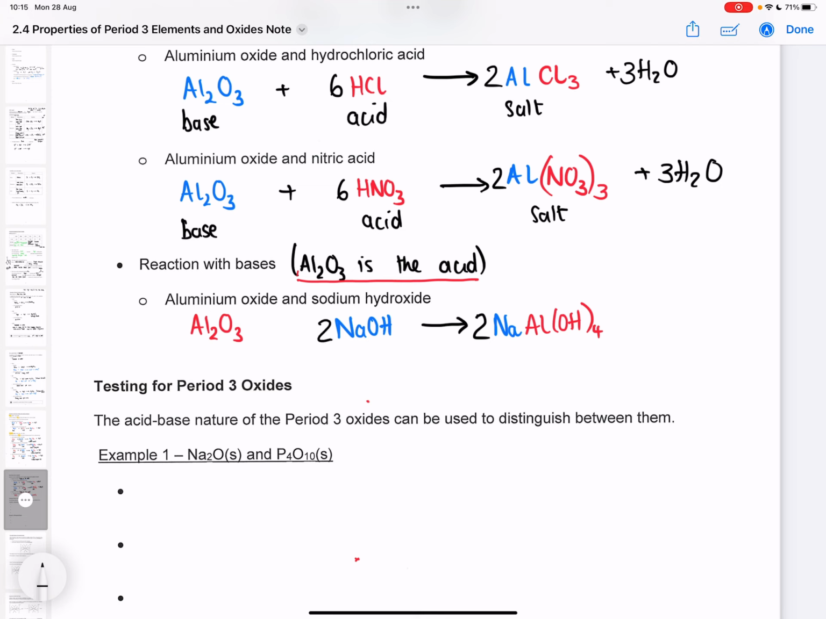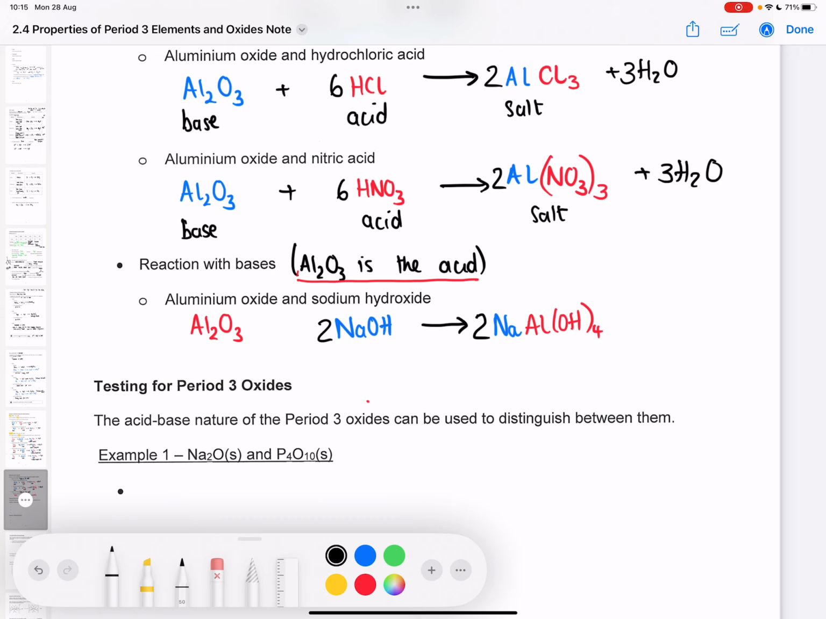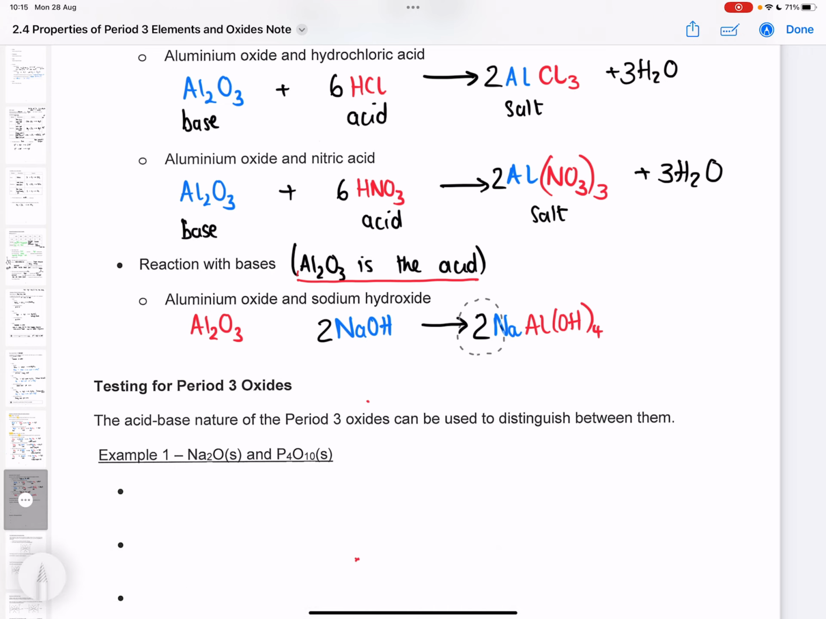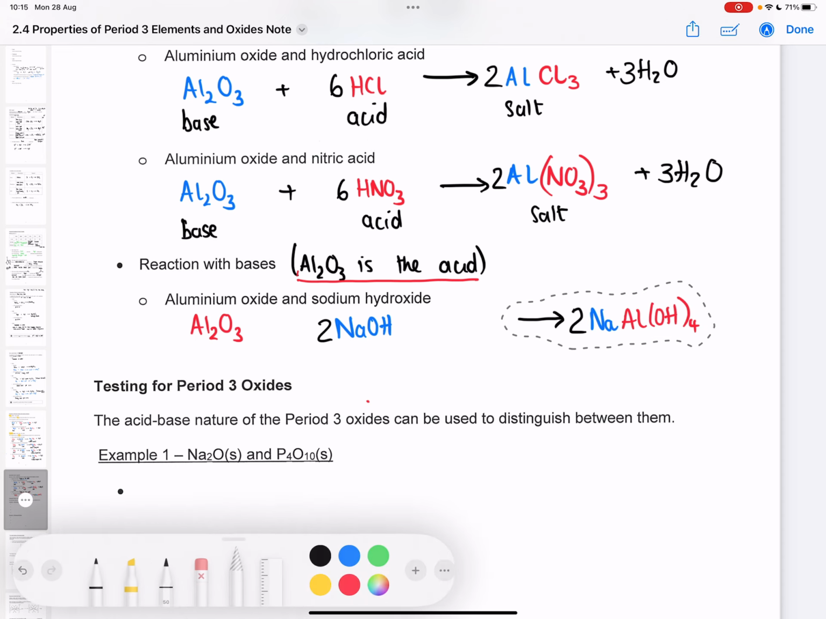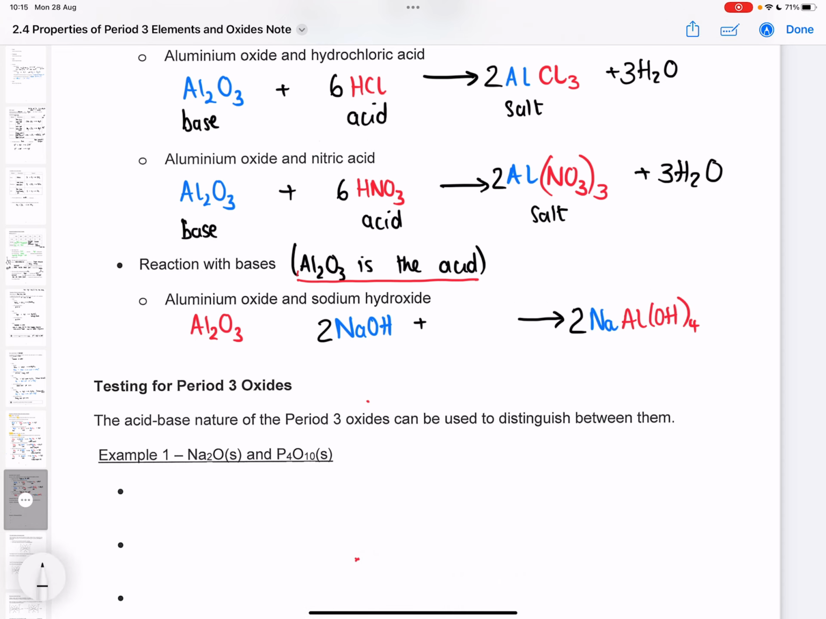So we're going to end up adding 3 waters onto the left. I'm just going to move this little section a bit over to give myself more space to write the waters in. To balance this equation, I need 3 waters here. And so I've got my acid, aluminium oxide, sodium hydroxide is my base, and here's my salt, sodium aluminate. So it's called sodium aluminate.